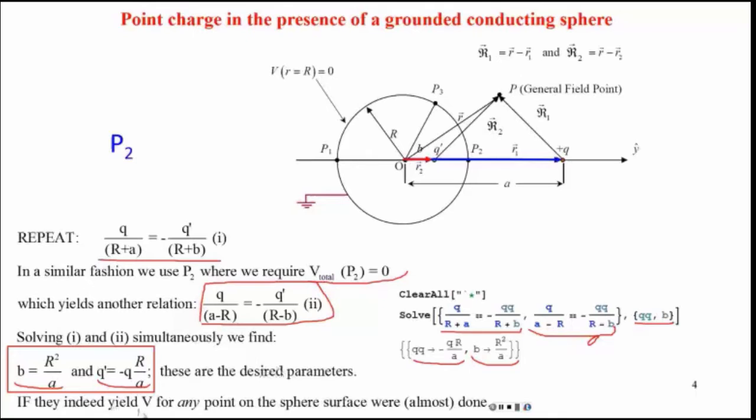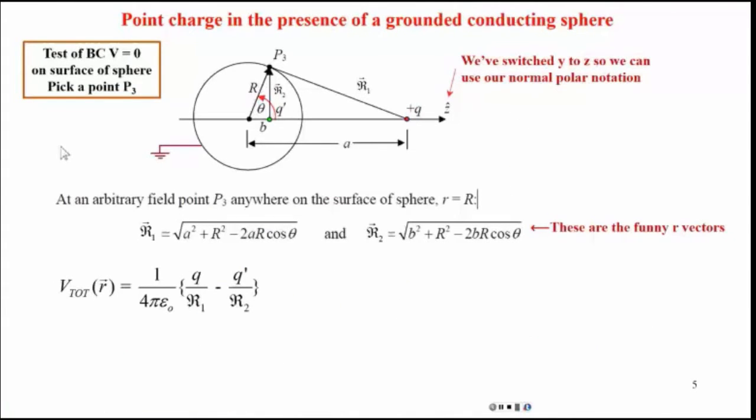If these indeed give V at any point equal to 0 on the spherical surface, we're almost done. So we want to test this relation, find out if the boundary condition V equals 0 holds for any point on the sphere. We'll pick a point p3, and I've shown that up here. If you pick it off the original plane, you can always rotate the sphere to get p3 in the plane of this drawing. We're also going to switch y to z because we're going to introduce angles, and this would be the polar angle, which is defined in terms of the z-axis.